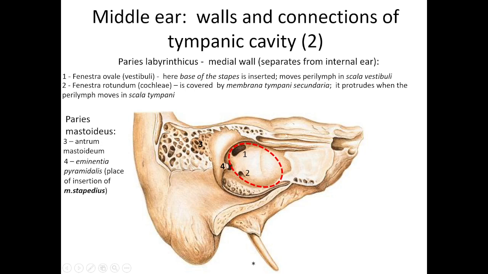And also, what do you think it is? What is this? Canalis musculotubarius. So canalis musculotubarius contains the tuba auditiva and musculus tensor tympani. So here they are. Semicanalis musculi tensoris tympani and semicanalis tubae auditivae.